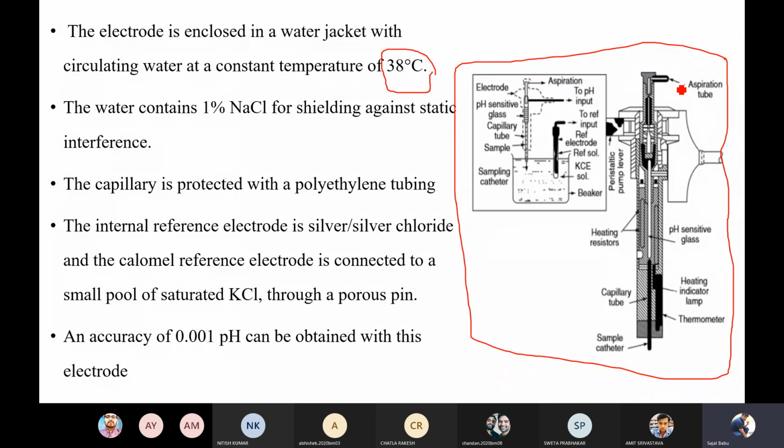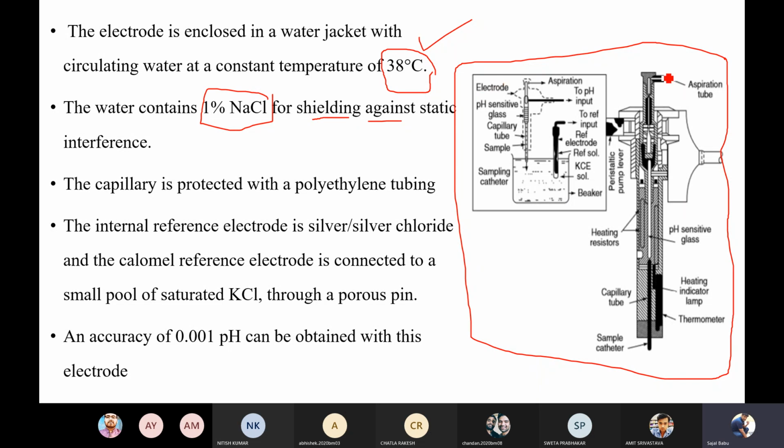The water which is circulating in the surrounding will be NaCl, that means salt water. It acts as a shielding. Why are we using 1% NaCl? First, this electrode is enclosed in a water jacket, and that water jacket has circulating water at a temperature of 37 degrees centigrade. That circulating water contains 1% NaCl. Why? For shielding against the static interference coming from the outside environment.